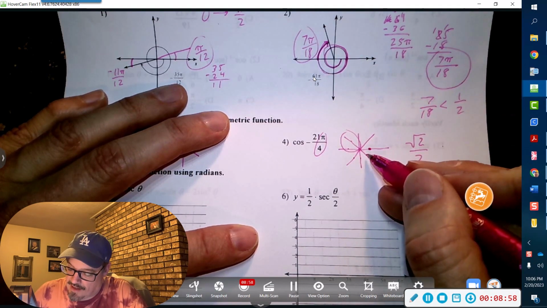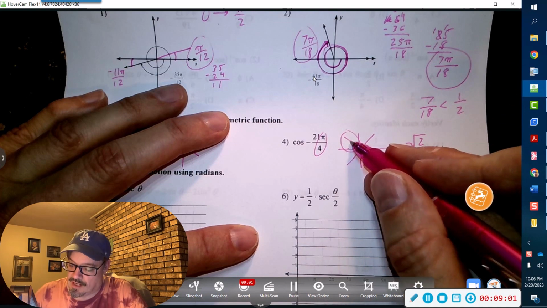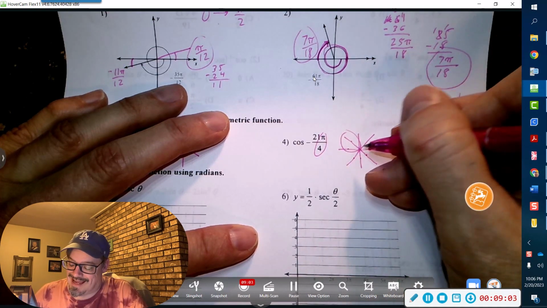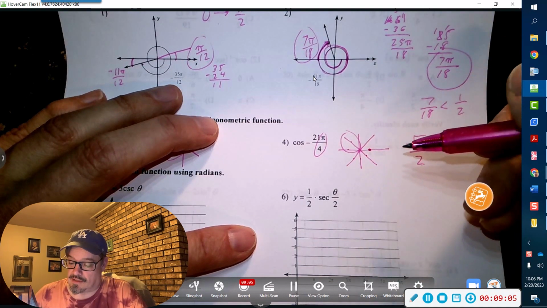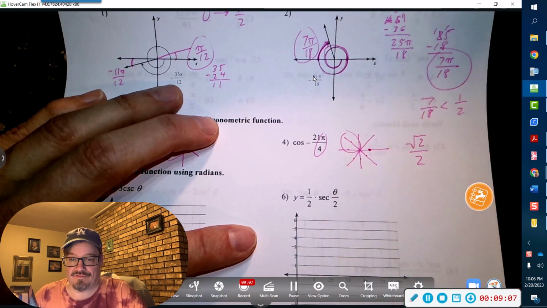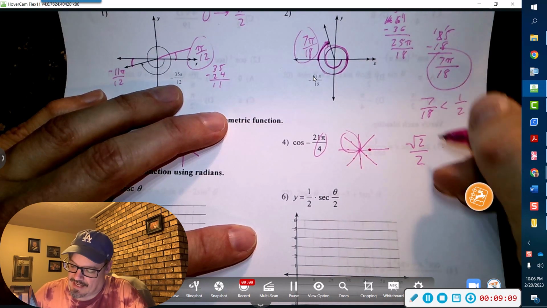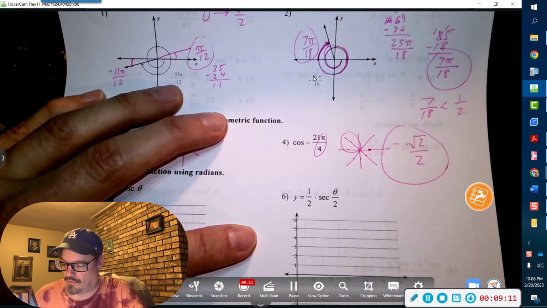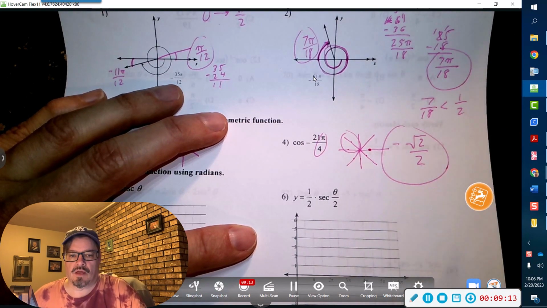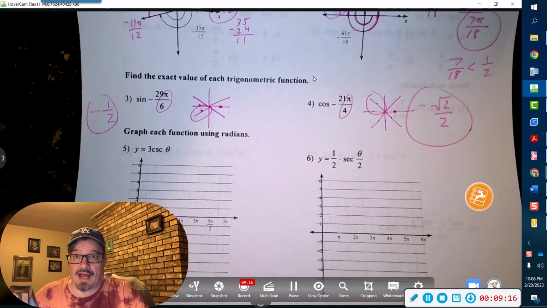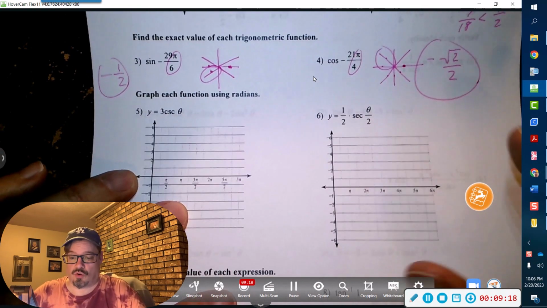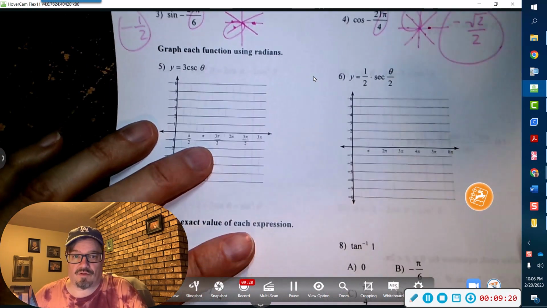Now notice that I counted every one of these pi over 4s. That took me to the second quadrant, and cosine is negative there. So it is negative radical 2 over 2, because it's in that quadrant. Now this is totally not using a calculator. This is totally using the unit circle. That's how powerful it is.